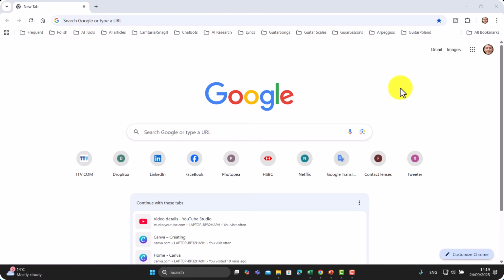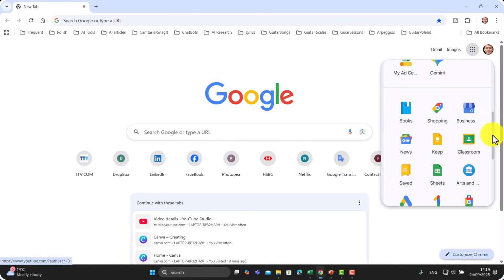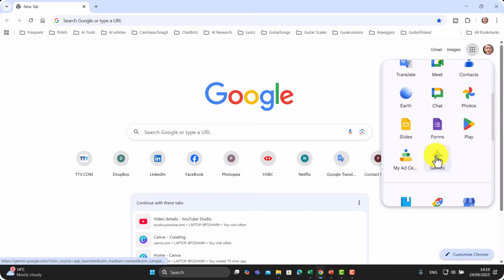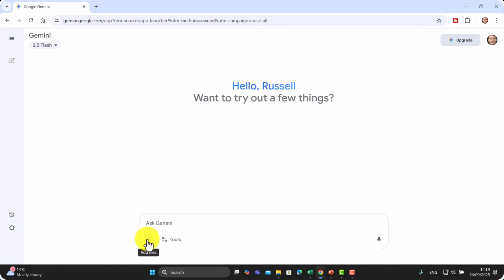For this first idea, I'm going to use Google Gemini, but as I've said, you could do this in ChatGPT. I'm just going to go to my apps and open up Google Gemini. In ChatGPT and Google Gemini, and probably in other tools, you can click on Add File and upload a file. You can upload a picture and then ask Gemini to describe that picture.